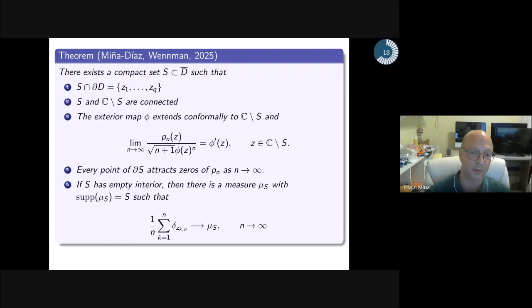And in the case where S has empty interior, then you can prove that there exists a measure mu sub S supported on that set S, which is the weak star limit of the normalized zero counting measures at the zeros of the polynomials, right? Okay, so essentially we are able to explain. Okay, so something else.